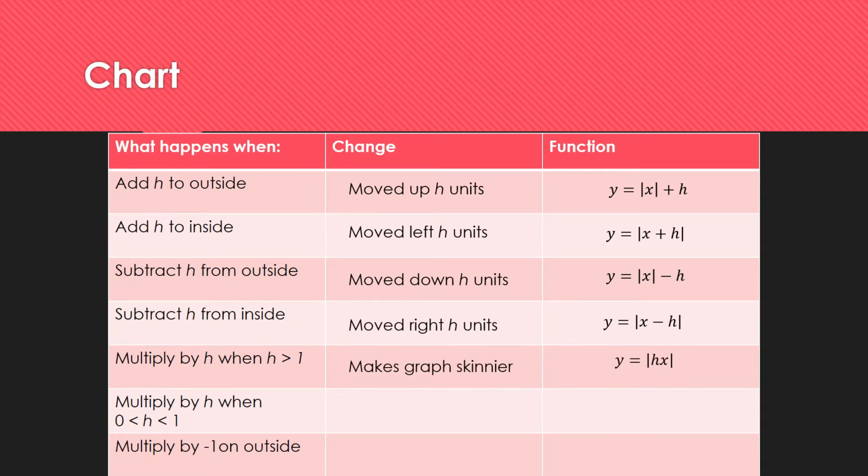Fifth one, made the graph skinnier. Now remember, for multiplying, it doesn't matter if you're on the inside or the outside of the bars. The same thing will happen. When it's between 0 and 1, in other words, it's a fraction, it makes the graph wider or flattens it. And if you multiply it by -1 on the outside, now this one has to be on the outside because if you multiply it by -1 on the inside, the absolute value will take over and just make it positive. So multiplying by a negative must be on the outside, and it just reflects the graph over the x-axis.